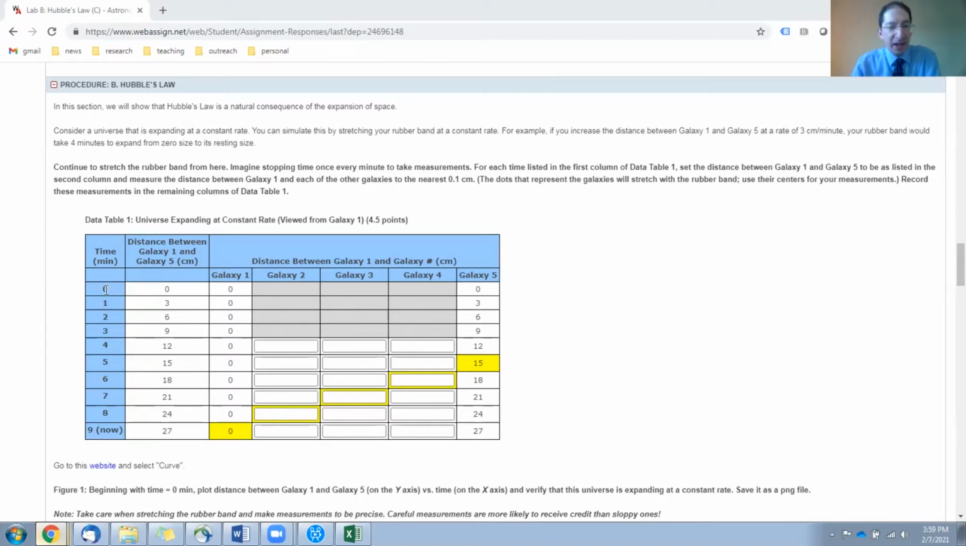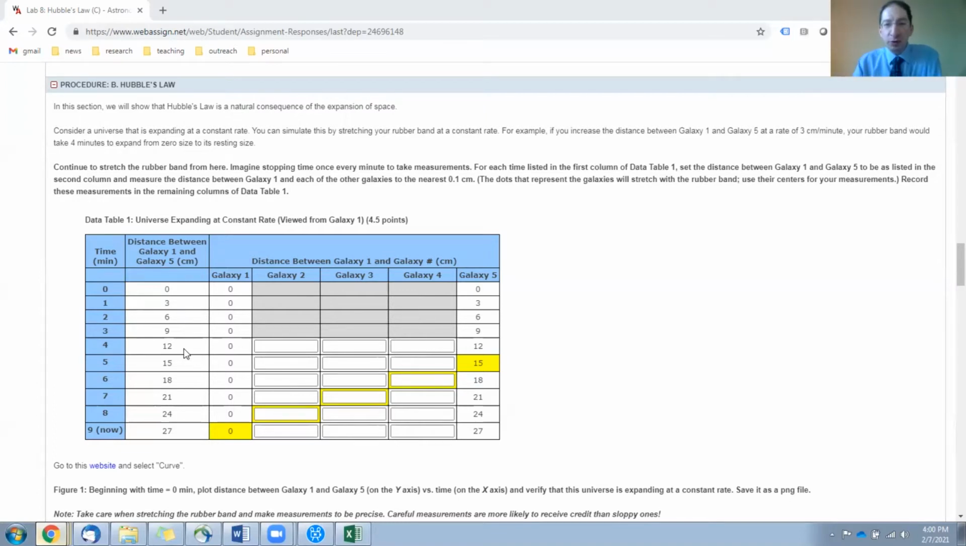In this table, we have times 0 through 9 minutes, and the distance between galaxy 1 and galaxy 5 is increasing from 0 to 27 centimeters. Now at time 0, 1, 2, and 3, you can't carry out any measurements because the rubber band would actually have to shrink, and rubber bands don't do that. So these boxes are grayed out. But beginning at minute 4, the distance between galaxy 1 and galaxy 5 is 12 centimeters, and that's the resting size of the rubber band.